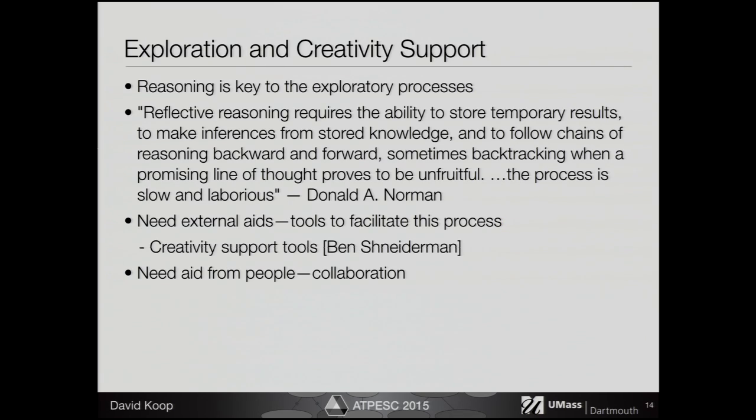And so reasoning is kind of important in this process, right? You have to make decisions about where to go next. And that's something that usually scientists have to do. The computer can do broad surveys of trying different parameterizations and things like that, but really to change direction and look at the next step requires this sort of reflective reasoning that Donald Norman talks about, where he talks about following chains of reasoning backward and forward, sometimes backtracking when a promising line of thought proves to be unfruitful. And so, we sometimes need these external aids. We need some way to keep track of where we've been. And so this provenance fits into this idea here.